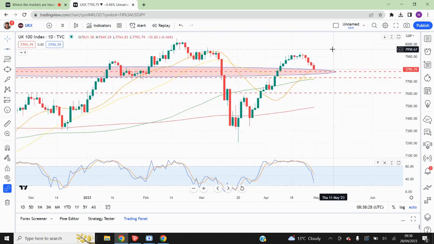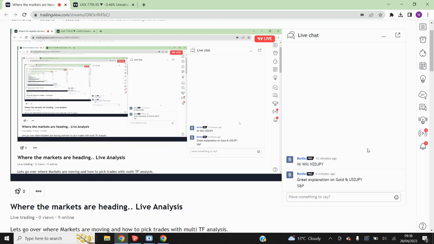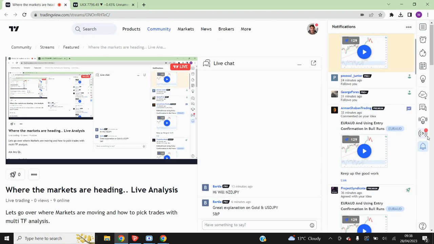I'm killing off shorts I had. I'm about to exit a short I got. I went in, I can kill that off in a minute, and I've gained swap on it as well, which is great. You should have that.